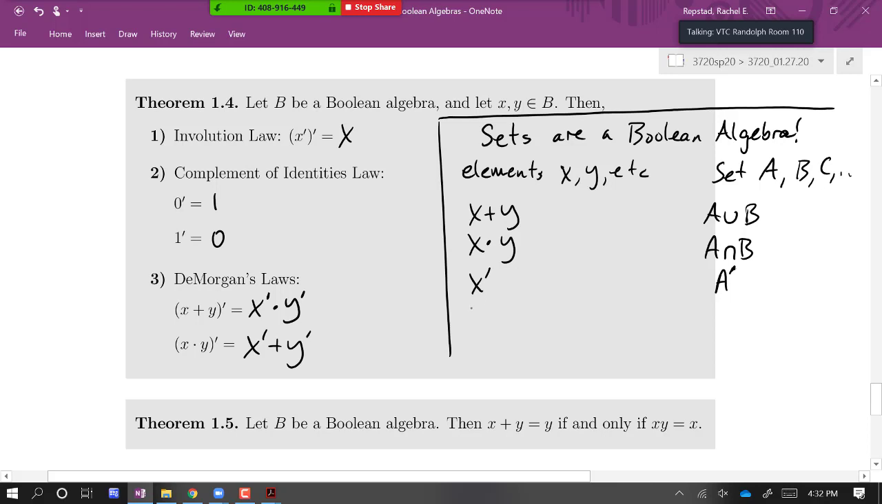We have special elements in a Boolean algebra. We have the 0 element, and we have the element 1. Over in sets, those correspond to the empty set and the universal set, respectively.